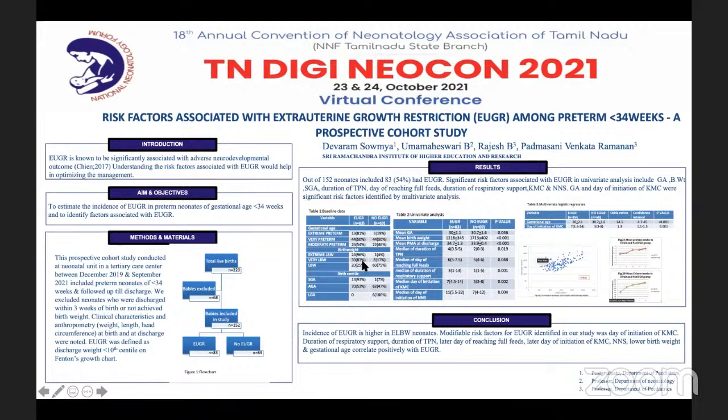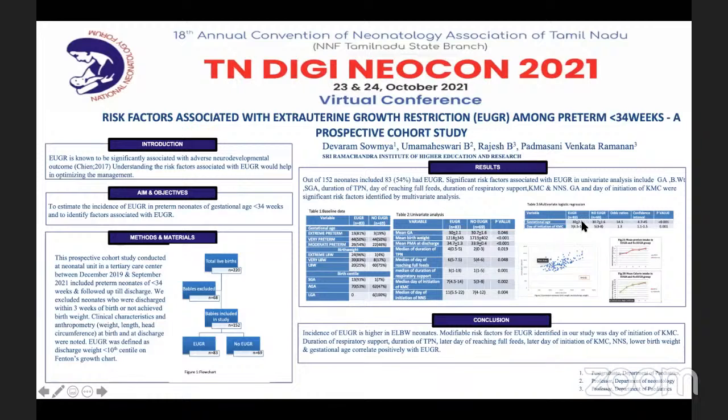Table 1 shows the difference in baseline data between the extrauterine growth restriction group and the no EUGR group. Here we can see that among the extreme preterms, 81% had extrauterine growth restriction. And in the extremely low birth weight group, 96% had extrauterine growth restriction. And among the babies born SGA, 93% remained less than 10th centile at discharge. In the univariate analysis, we found lower gestational age, lower birth weight, longer PMA at discharge, longer duration of TPN, later day of reaching full feeds, longer duration of respiratory support, and later day of initiation of KMC and NNS. There is a significant difference between these two groups with a p-value of less than 0.05.